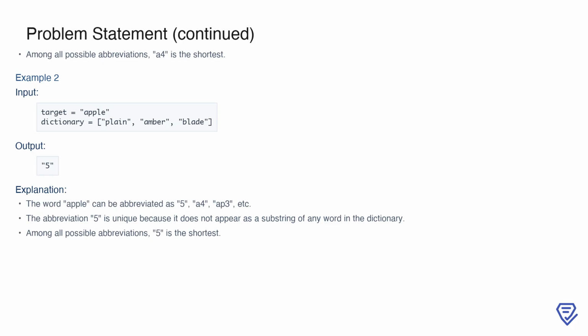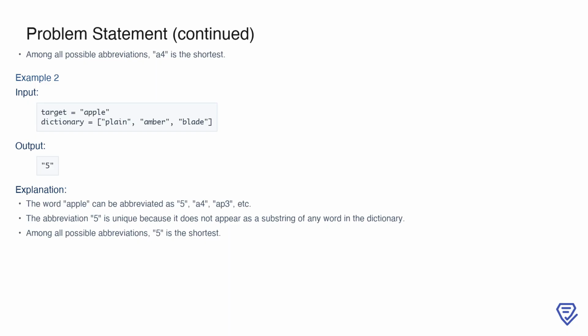In another example, if the target string is again apple but the dictionary contains the words plain, amber, and blade, the output would be 5. In this case, the abbreviation 5 is unique because it does not appear as a substring in any of the dictionary words. While abbreviations like a4 or ap3 are also valid, 5 is the shortest. So, among all possible abbreviations, 5 is the one that satisfies the conditions of being unique and having the minimum length.